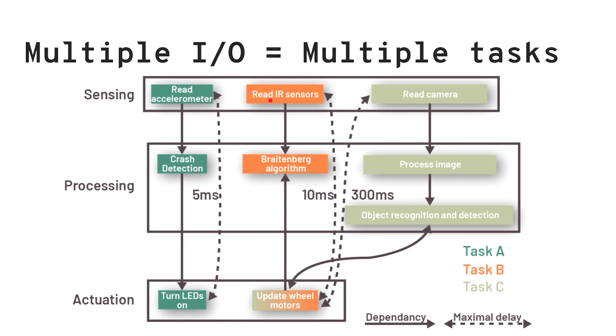The IR is not as critical, so maybe the IR can be done within a 10 millisecond period, and the camera itself, because the camera is a bit slower, the processing and the object recognition can be done every 300 milliseconds. So here you have your sensing, your processing, your actuating, and there's dependency between the different parts. The wheel motors need to be updated by the camera and the IR sensors, and there's a maximum delay you can afford. So now it's becoming a bit more complicated.